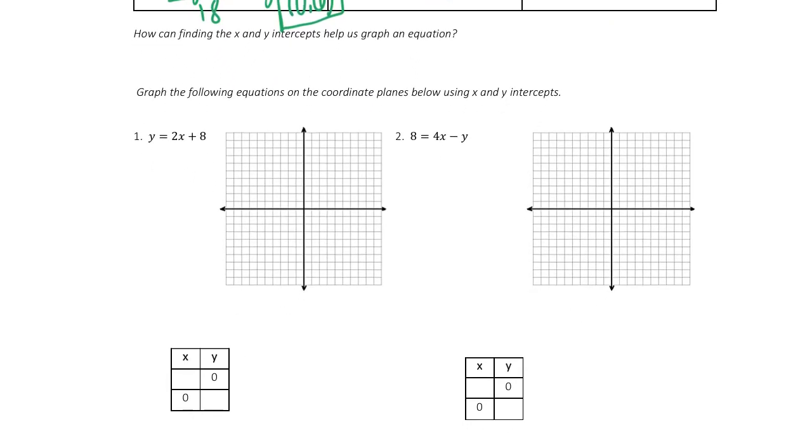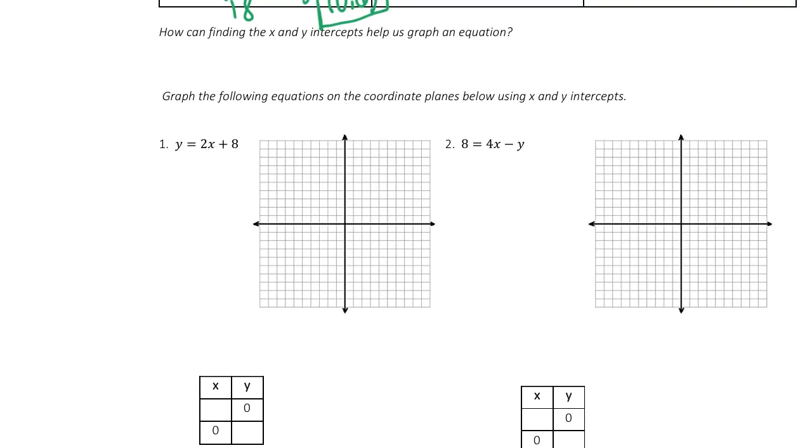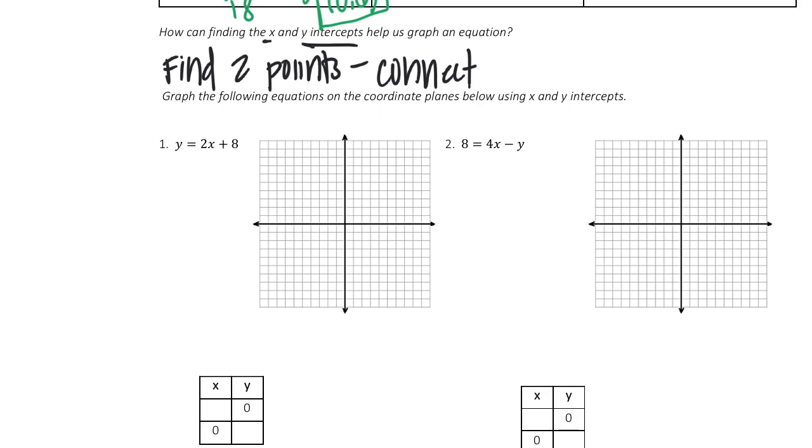By the way, when you're using x and y intercepts to graph an equation, it's helpful because when you say x and y intercepts, how many points are we finding? We're finding 2 points. If you have 2 points, you have enough to make a line, so you can just connect them with a straight line. That's all you need to know to graph your line.